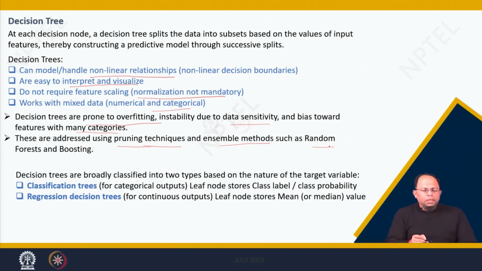Decision trees are broadly classified into two types based on the nature of the target variable. One is of course known as the classification tree, where the output is categorical in nature. Every leaf node stores the final class label or the class probability. Whereas regression decision trees are for continuous outputs, that means continuous variables, and the leaf node in this case will store the mean value of the final output. That means suppose there are 4 samples remaining at the leaf node, we take the median value and that would be the result shown here.